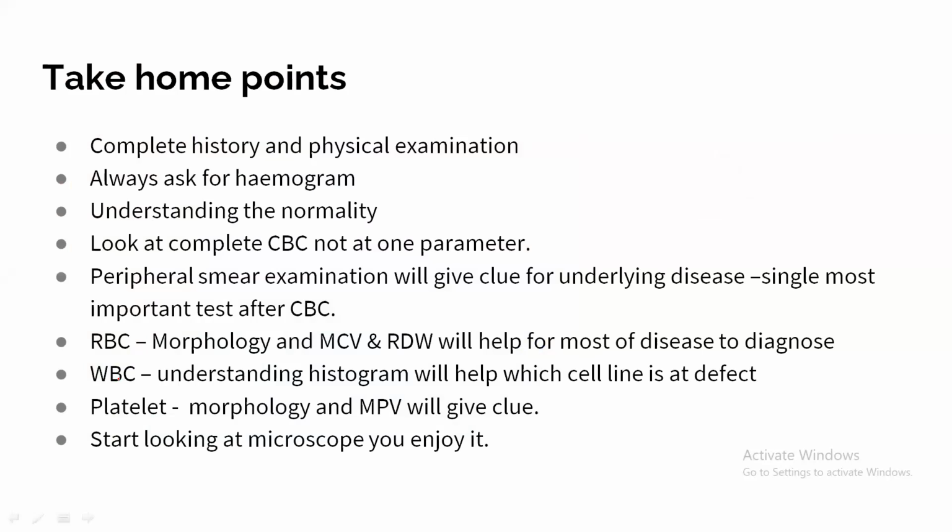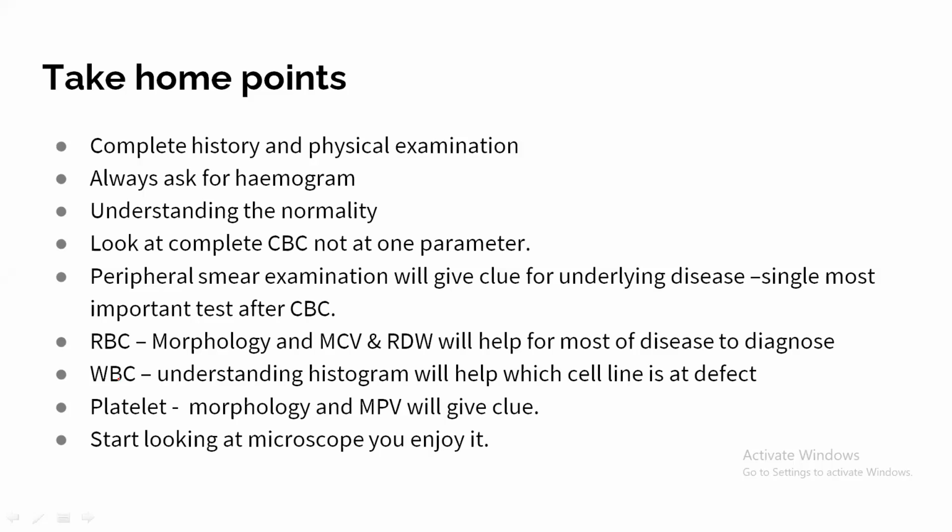Always ask for the hemogram. One important thing I forgot to tell you is the difference between CBC and hemogram. The CBC is the machine-given value. If you are just looking at that, we call it a CBC. If you add the peripheral smear to the CBC, then it is called a hemogram. So always you should know the normal before interpreting abnormal reports. Look at the complete CBC, not at one parameter. Peripheral smear will give you most of the clues. You will probably get 80% of your diagnosis based upon the simple CBC and peripheral smear.